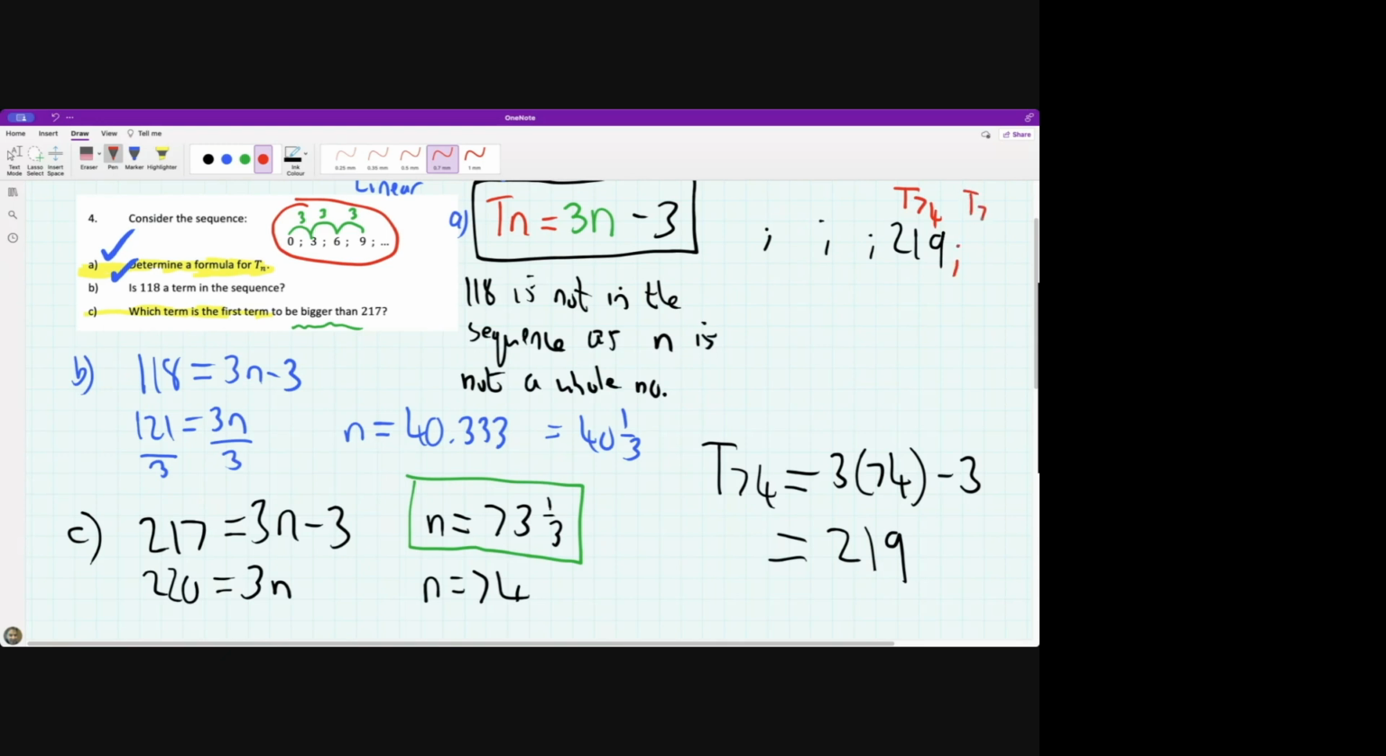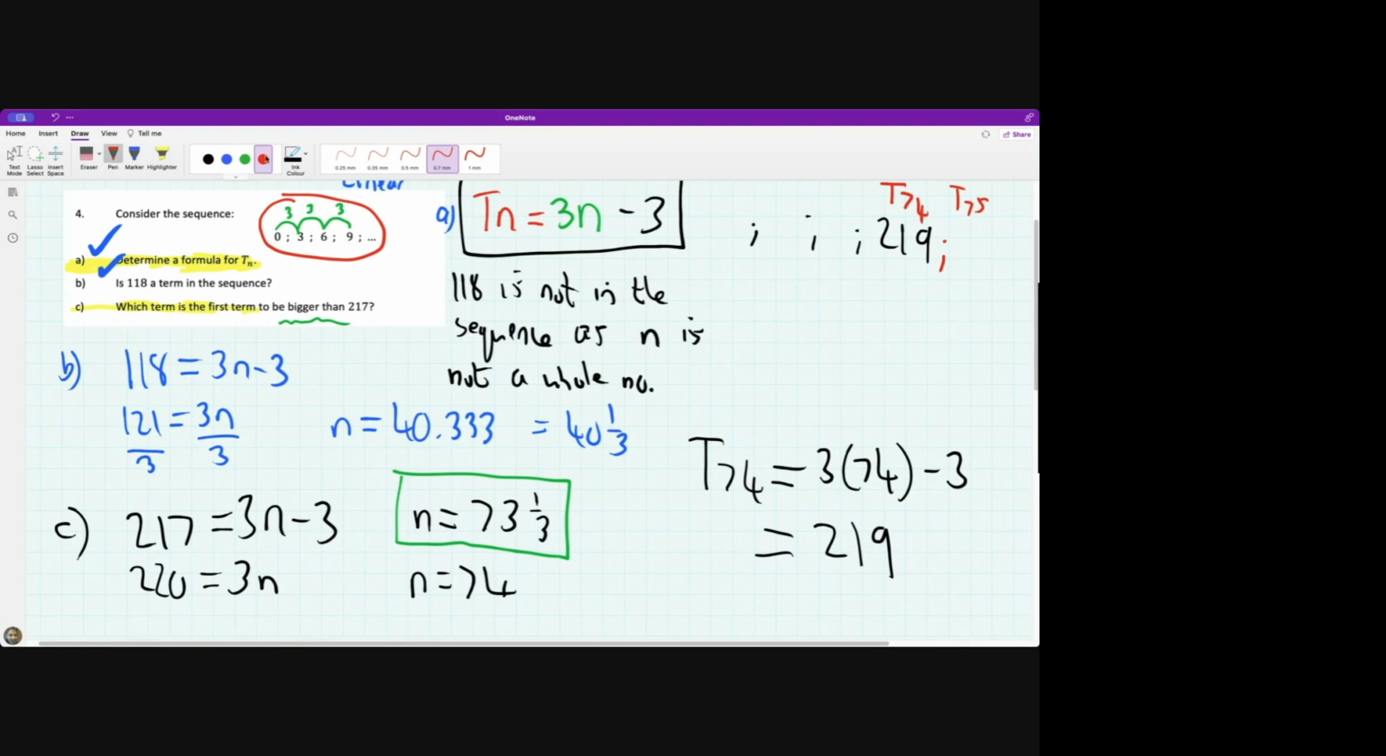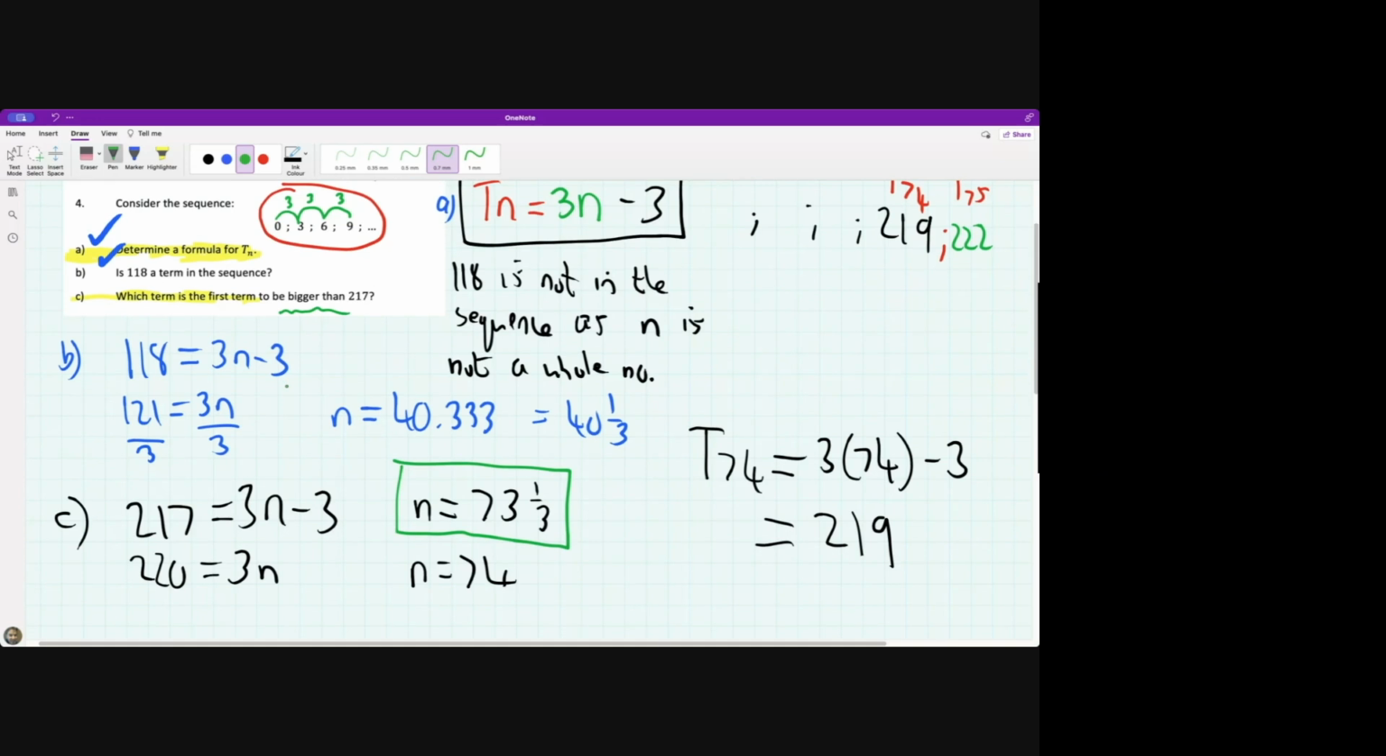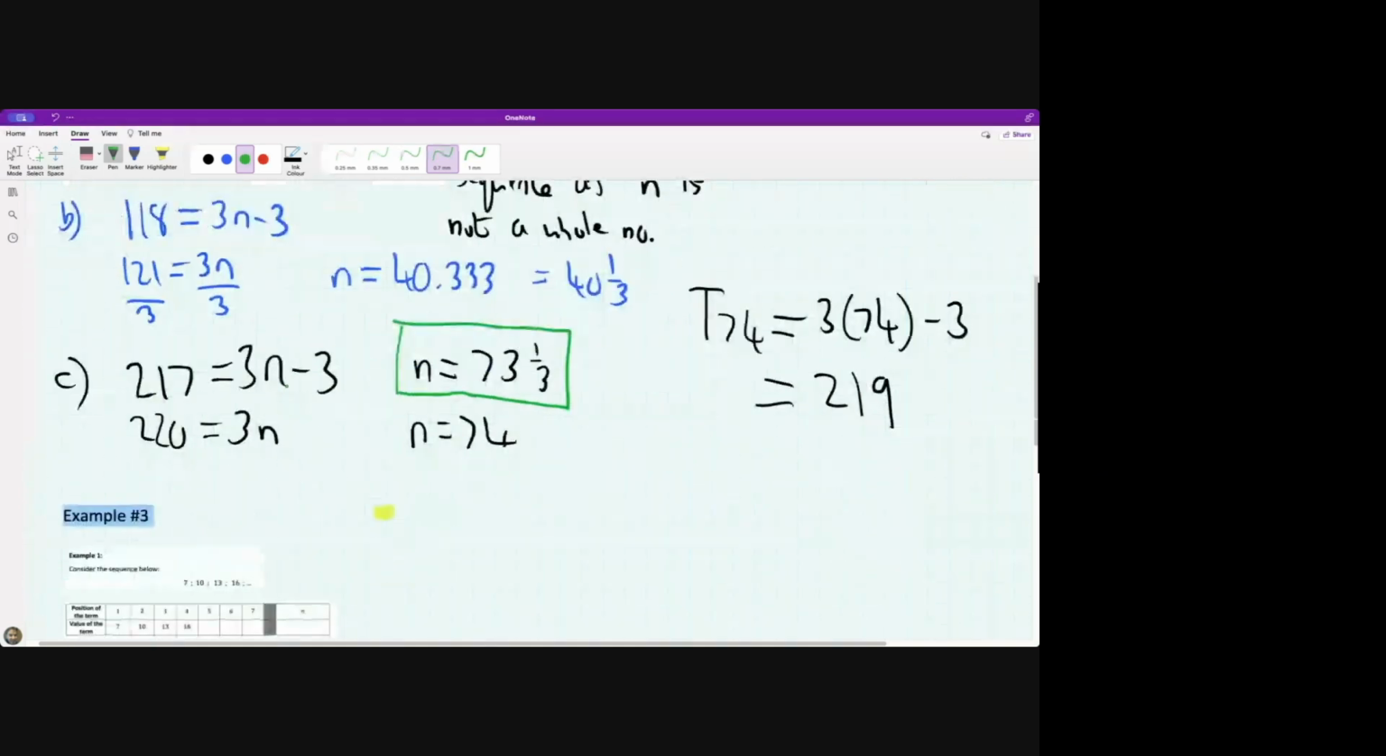Okay, now here's another question. What is T75 going to be without using the formula? I'm just going to add 3 and get 222. Fantastic, everyone. That was a toughie. So if you need to re-watch that on the recording, please do so, because I know that would have given some of you a bit of nightmares.